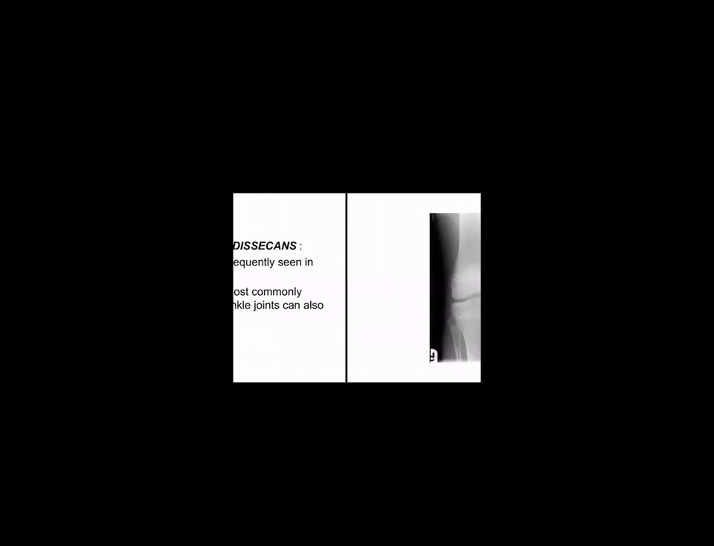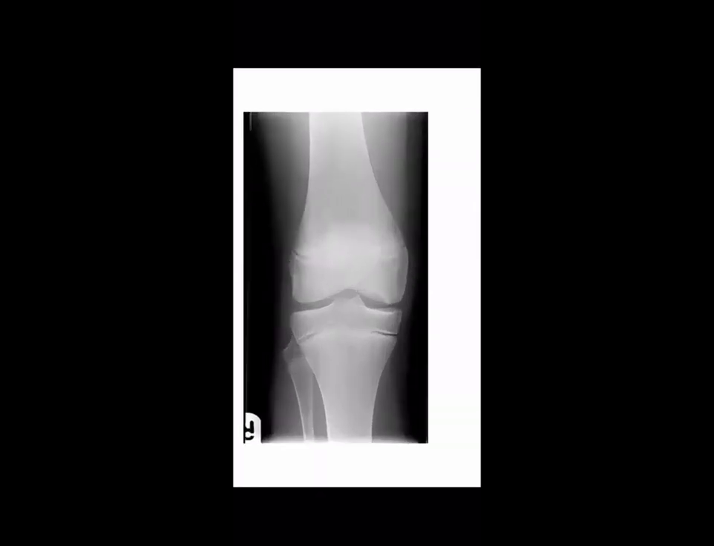Osteochondritis dissecans is another cause of limping. This disorder is most frequently seen in the adolescent age group, and although the knee is the most commonly affected site, it can happen in other joints like the hip joint and ankle joint. Like in this case, this is osteochondritis dissecans of the knee, of the distal femur, medial condyle. If you look carefully, there is an abnormal medial condyle.